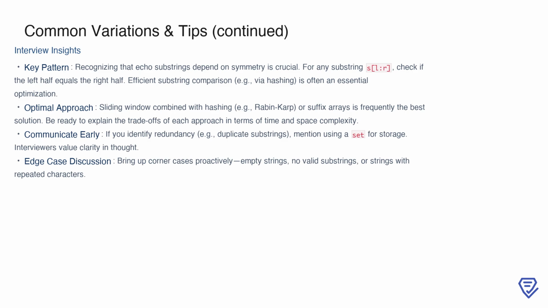during an interview. Communicating your thought process early is equally important. If you notice redundancy, such as duplicate substrings, mention using a set to store only unique results. Interviewers value clear reasoning and a proactive approach. Additionally, always bring up edge cases during discussions. For example, consider empty strings, strings with no valid substrings, or strings with repetitive characters. This shows that you're thinking comprehensively about the problem.